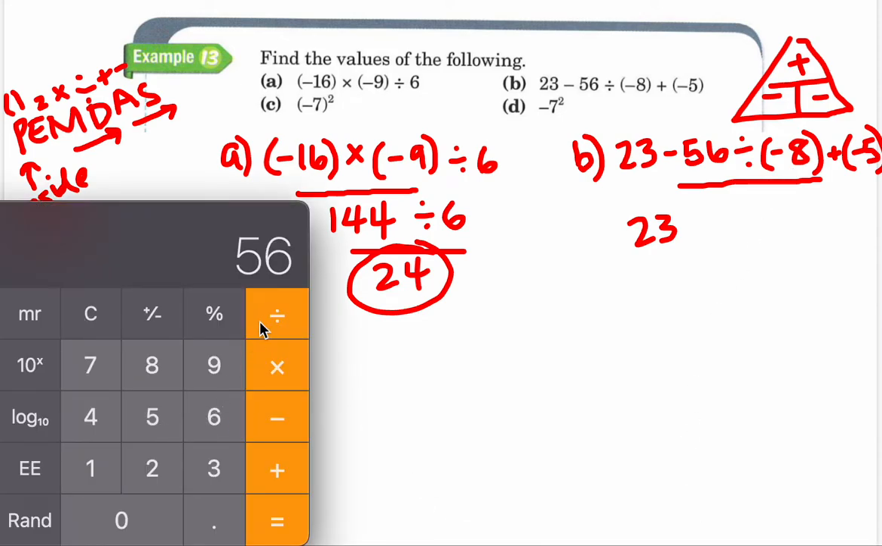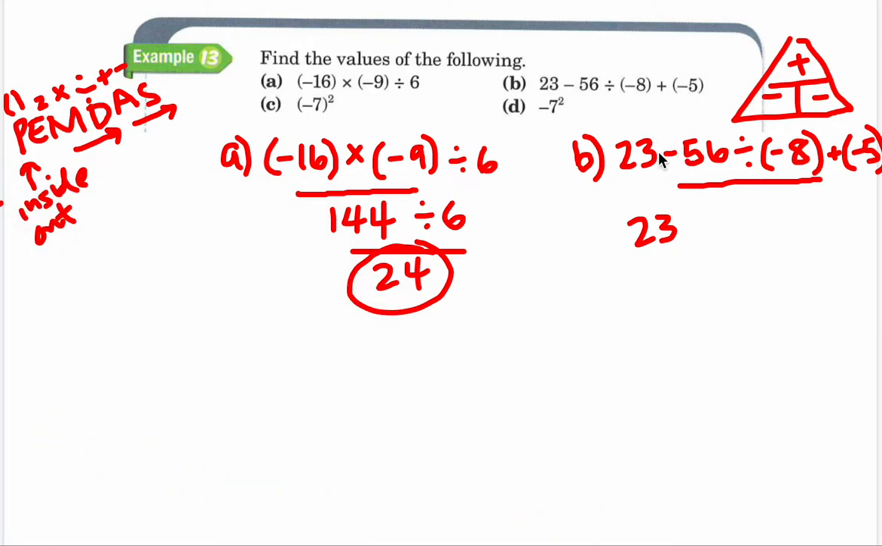So 56, you can do that in your head or in your calculator. 56 divided by 8 should be 7. Okay, they're both negatives. The 56 is negative. That negative belongs to the 56, not to the 23. This negative over here belongs to the 8. So it's two negatives divided by each other, which would be a positive. So it's a positive 7. We change that to a plus 7. So positive and adding is the same. And then we don't forget that we have an add negative 5 at the end that we didn't touch.